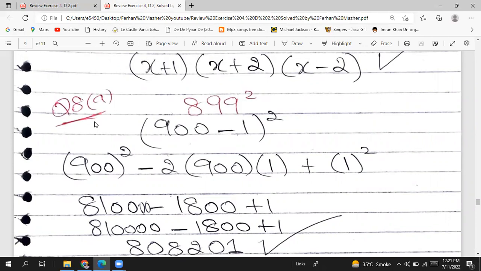900 squared will be 810,000 minus 1800 plus 1. When you do this calculation, the final answer will be 808201.